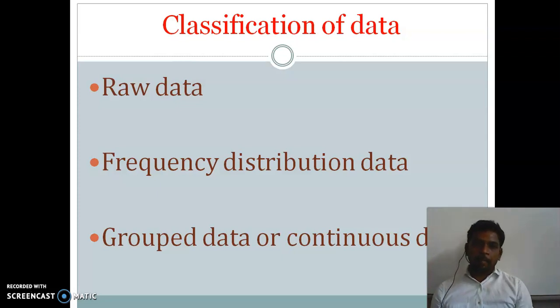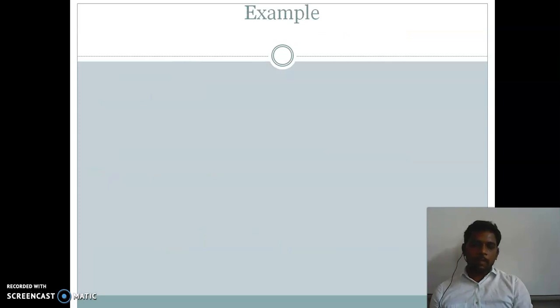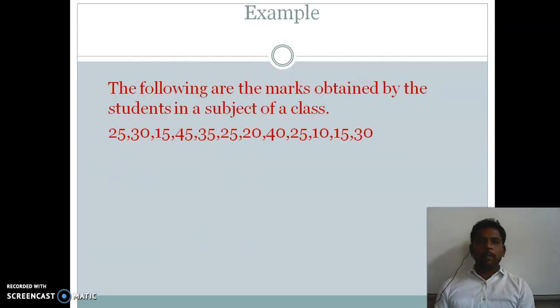So after collecting the information, we have to arrange the information under these three categories, right? Now we are going to see one by one. So look at the example. The following are the marks obtained by the students in the subject of a class.